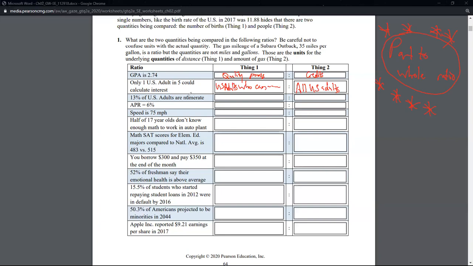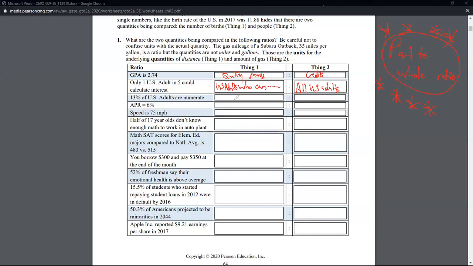13% of US adults are numerate. Numerate means to be good with numbers. Guess what? Same thing's happening here. We are comparing a part to whole. We're comparing the part of the US who can do something to all of them. So what a lot of students will mistakenly do here is they'll say, oh, okay, we're comparing those who can to can't. No, that's not what's happening. We are not comparing can to can't. We're comparing can to everyone.